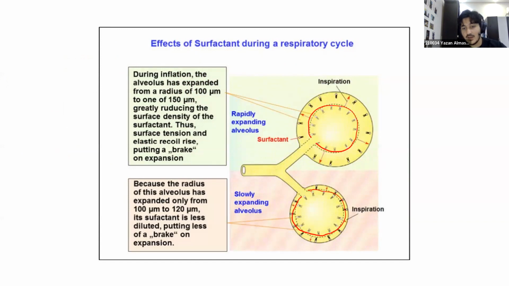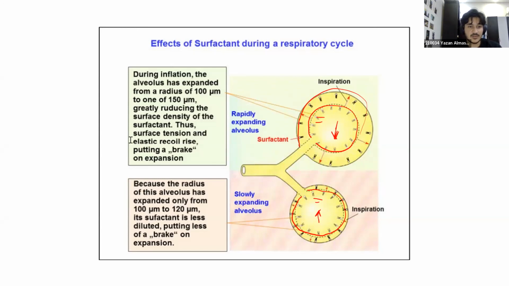Now, it is the surfactant's job that when this one expands more, the concentration of the surfactant is going to decrease. And this one, since it's not increasing in size this much, the surfactant's concentration will be higher. So this means that the pressure difference here and here will be equal to each other, because of the surfactant concentration.